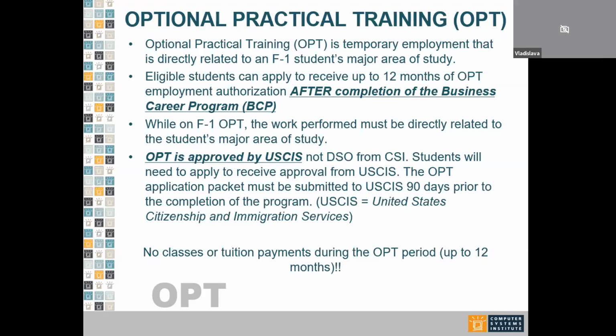For OPT employment, USCIS makes the decision on whether you're approved or denied for OPT. This is the OPT adjudication process. Adjudication means that USCIS is reviewing your application packet. An OPT application takes on average 5 months. It's a time-consuming process for sure.